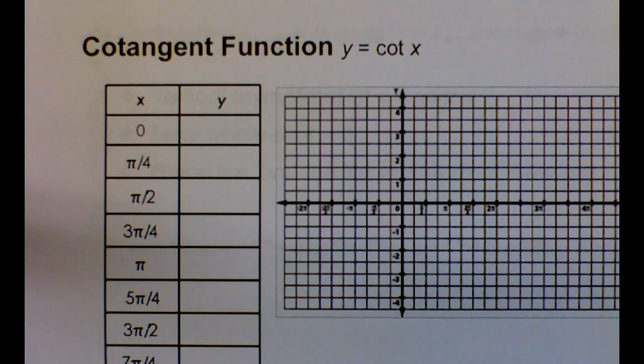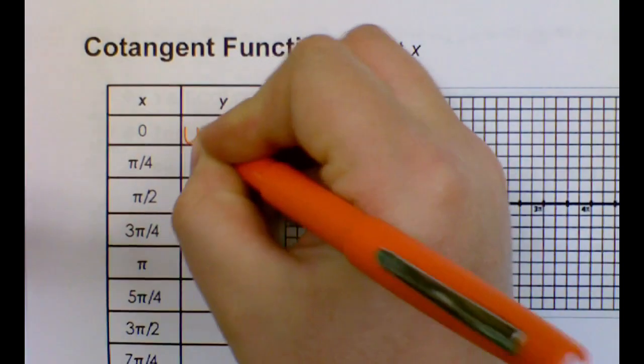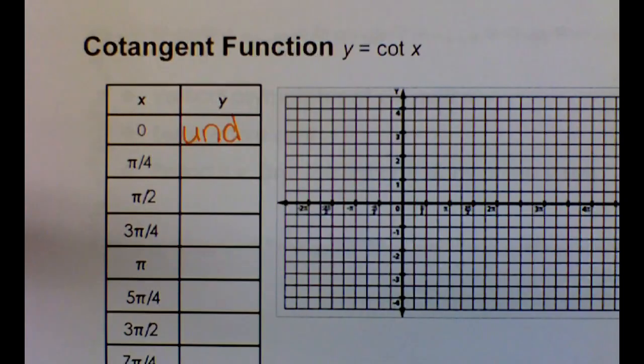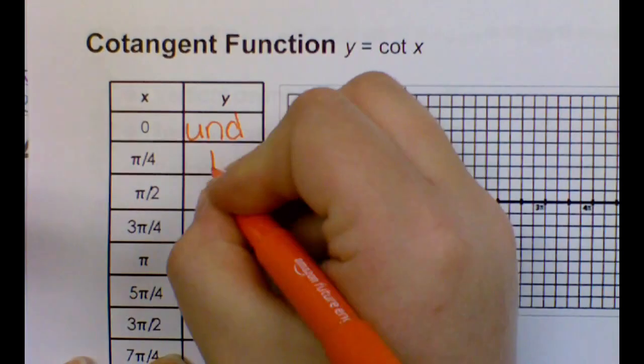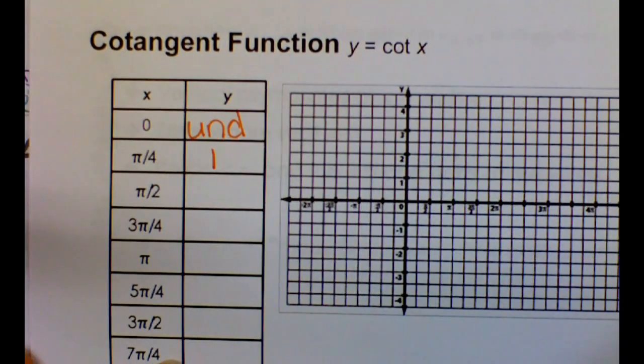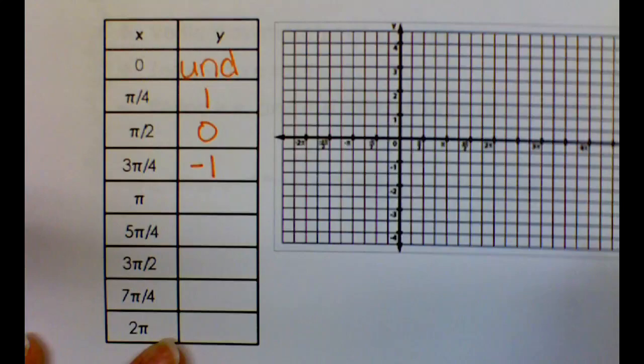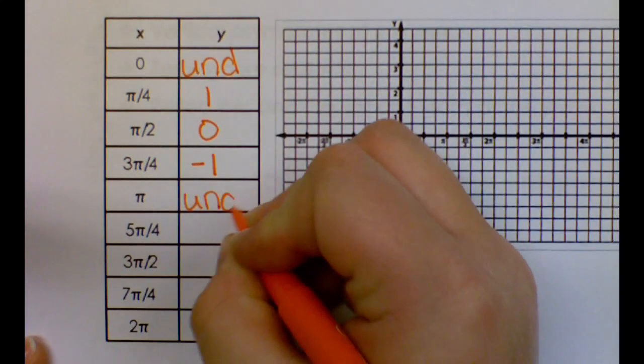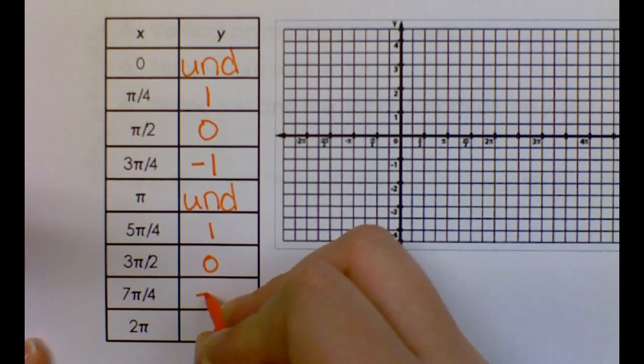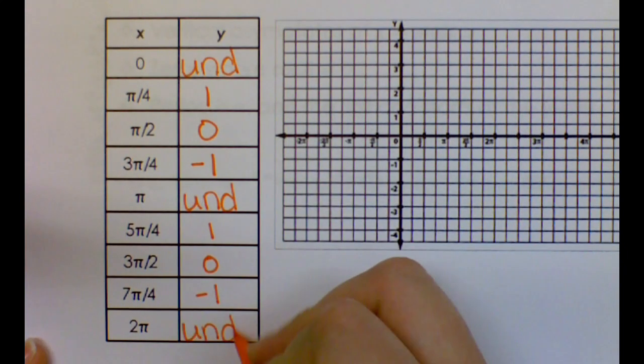To graph cotangent, we get some points. The cotangent of 0, remember that cotangent is x over y. So at 0, the coordinates are 1, 0. So that's 1 over 0, which is undefined. The cotangent at pi over 4 is 1. The cotangent at pi over 2 is 0. And the cotangent of 3 pi over 4 is negative 1. This is all based on our unit circle, remember. So at pi, our cotangent is undefined. Then 1, 0, negative 1, undefined again.